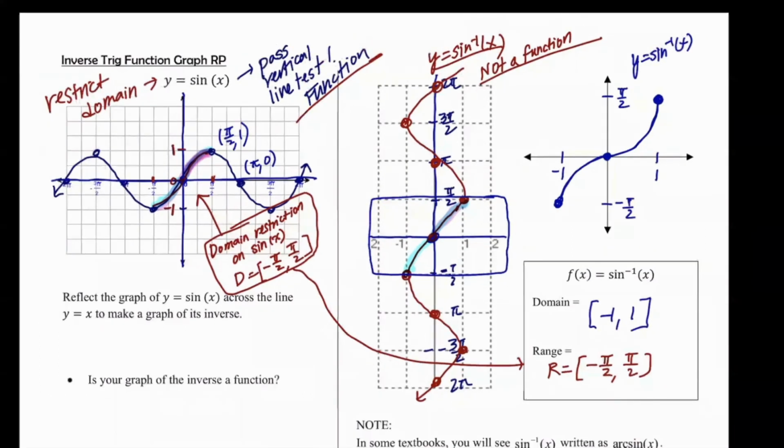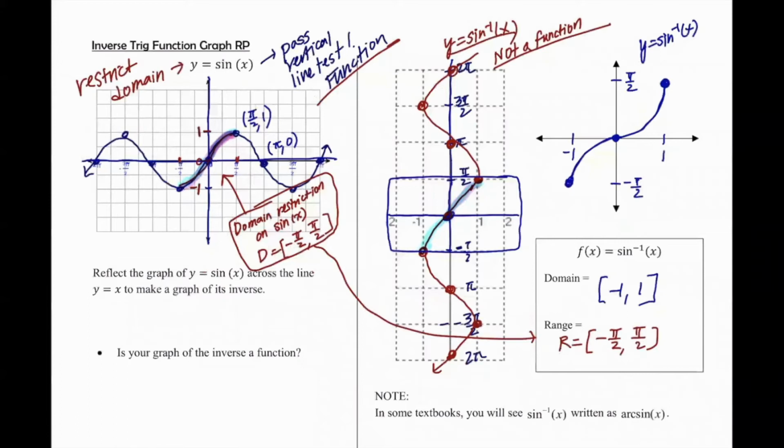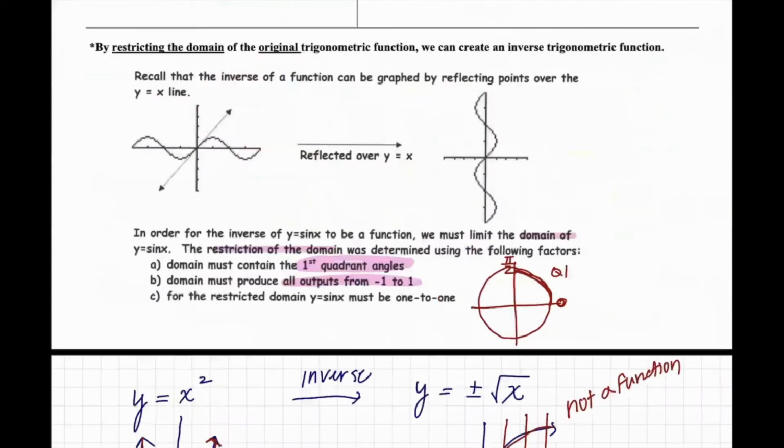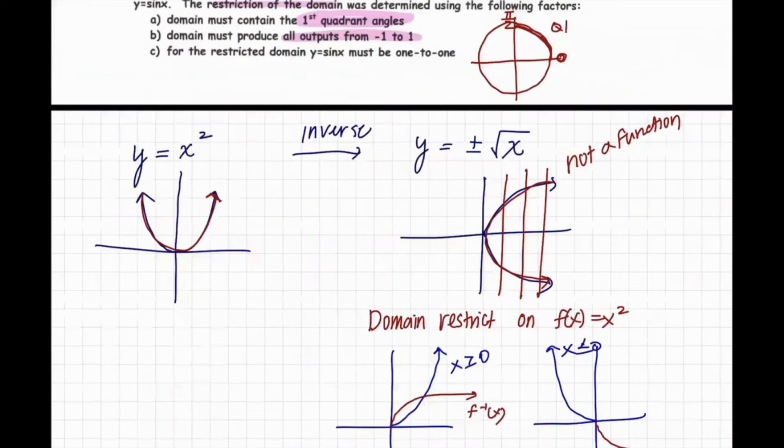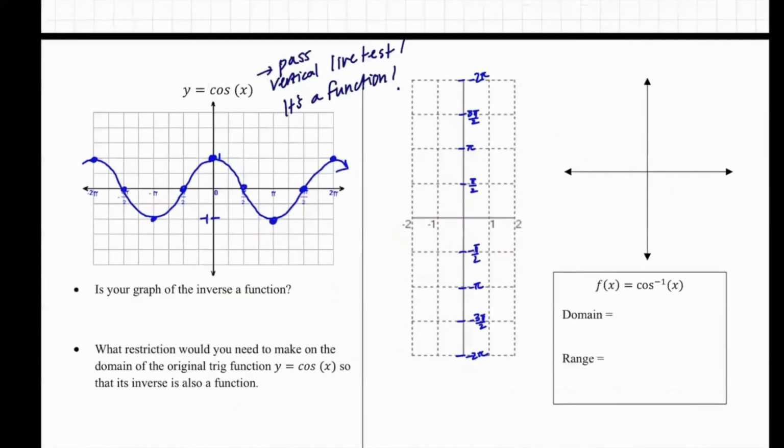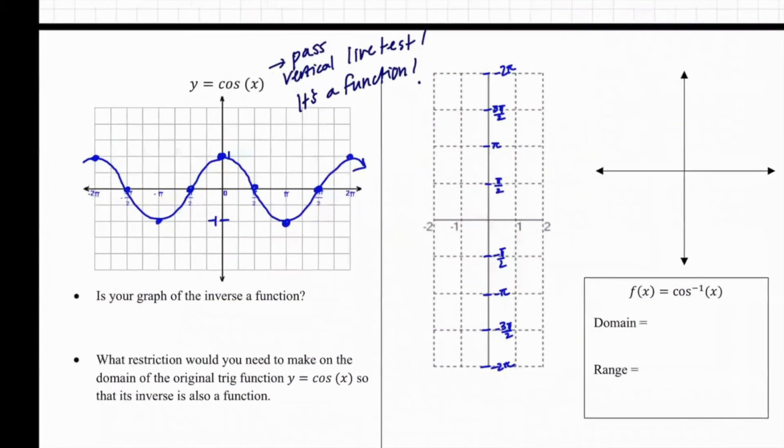Okay, so then if you're asked to graph inverse sine, this is a graph that you will be required to show with this domain and range. Okay, so then the same thing applies to cosine, inverse cosine. So here's a cosine graph. Again, the cosine graph itself passes the vertical line test, so it is a function.